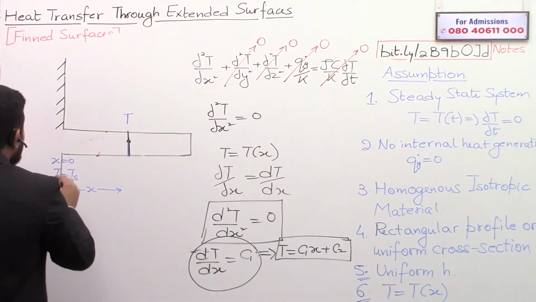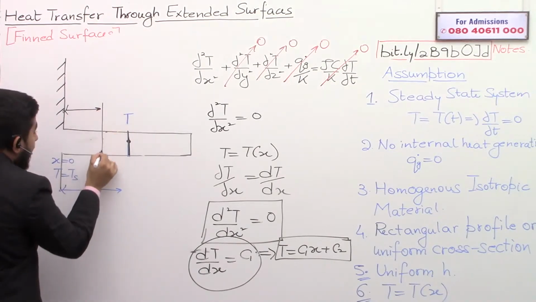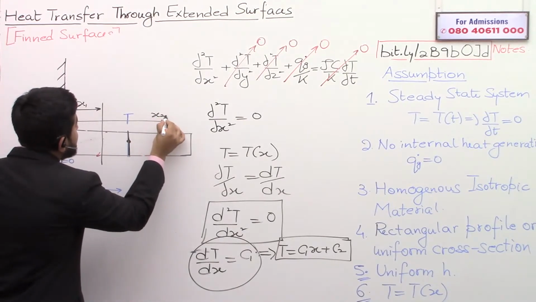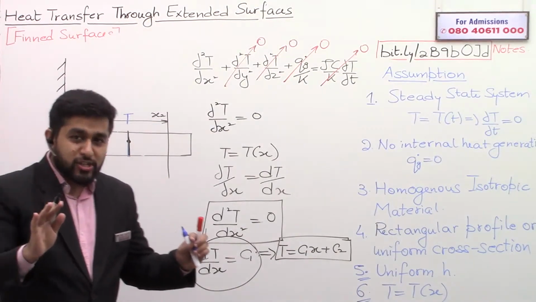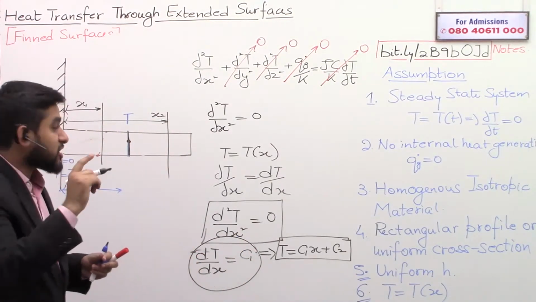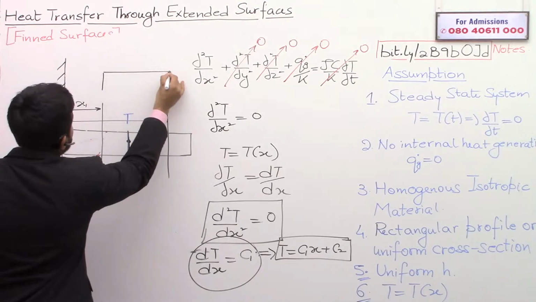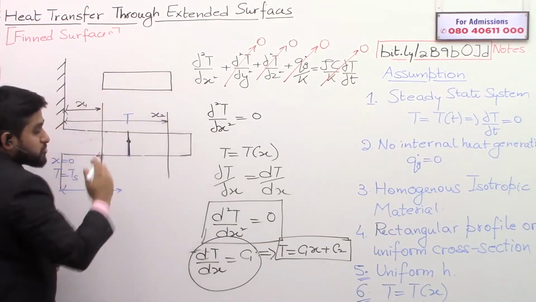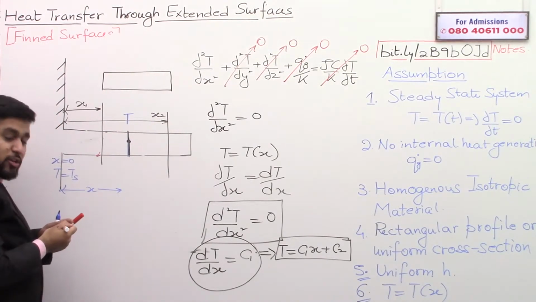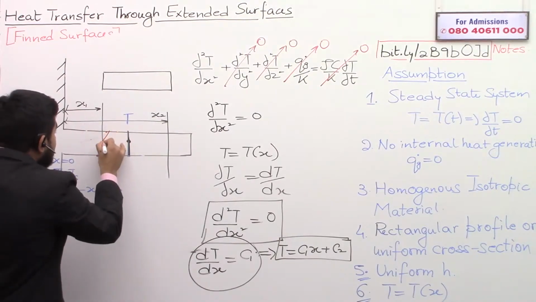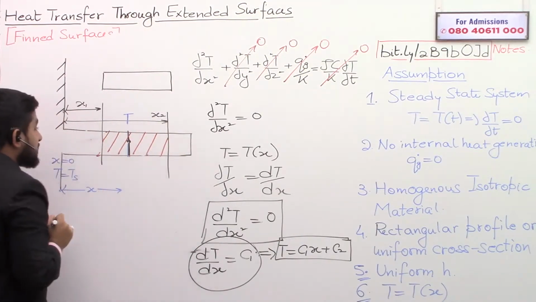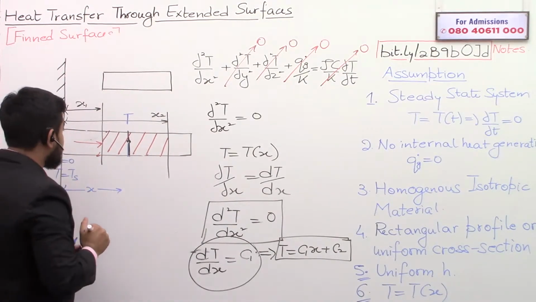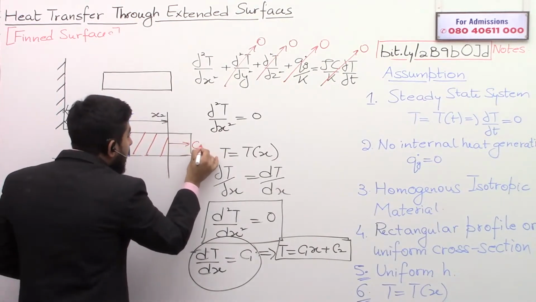Now check. Suppose I take two sections, one at a distance x1 and another section at a distance x2. Okay, so I have drawn two sections, one at x1, the other at x2. So basically we are talking of an element like this. This is section x1, this is section x2. Now check what is happening over here. When I'm talking of this element, definitely some heat is coming inside the element from the material, right? By conduction. And similarly, some heat will go outside by conduction.